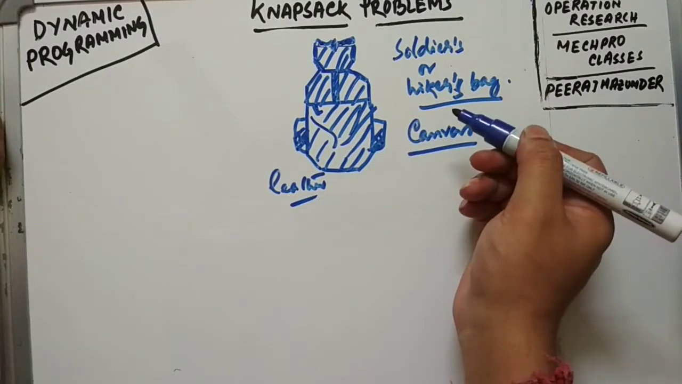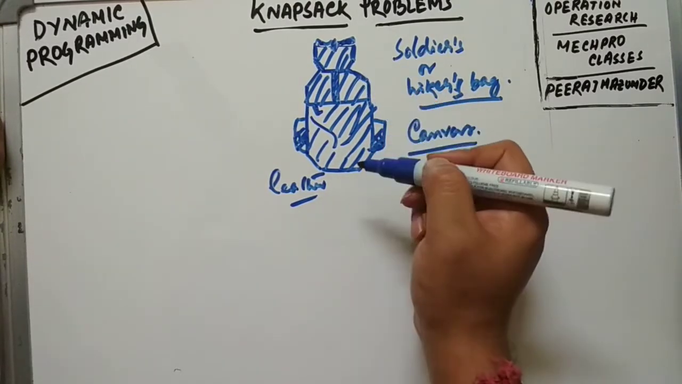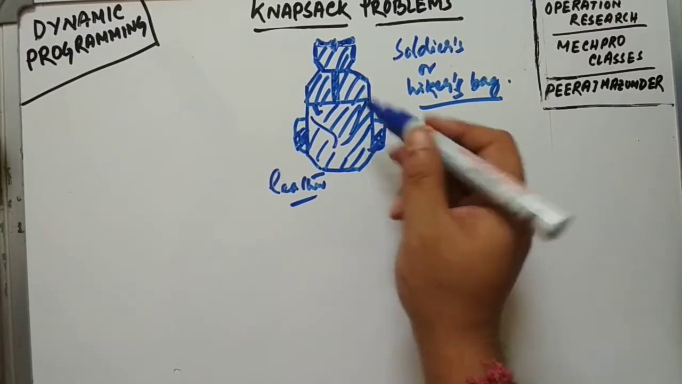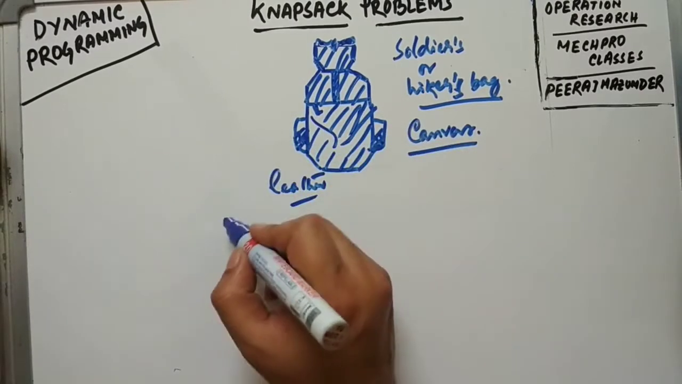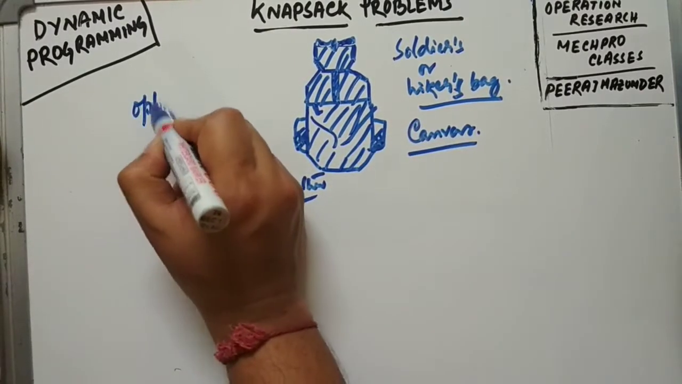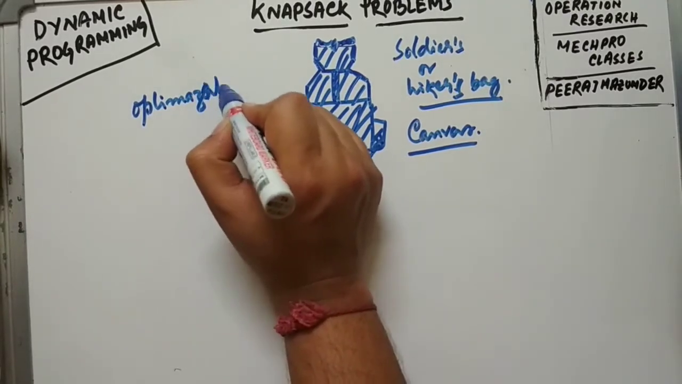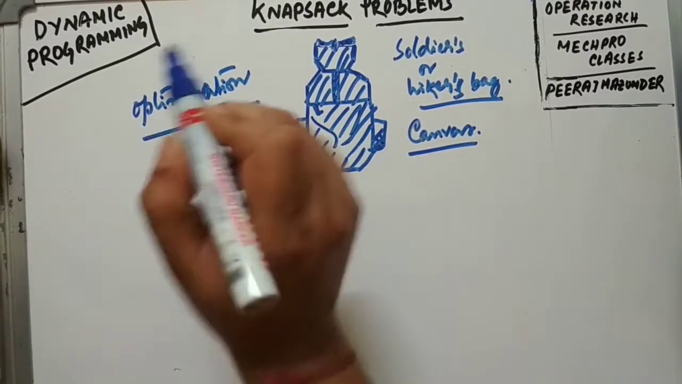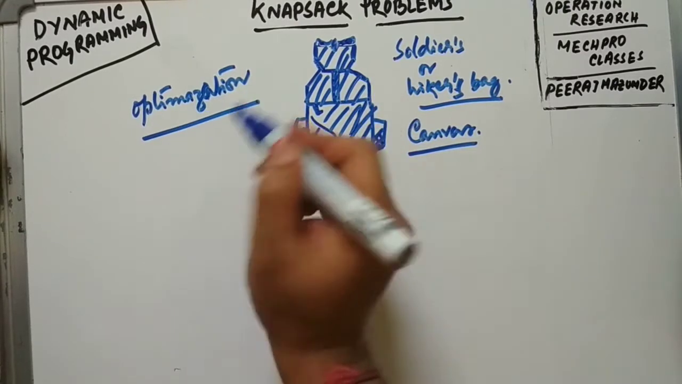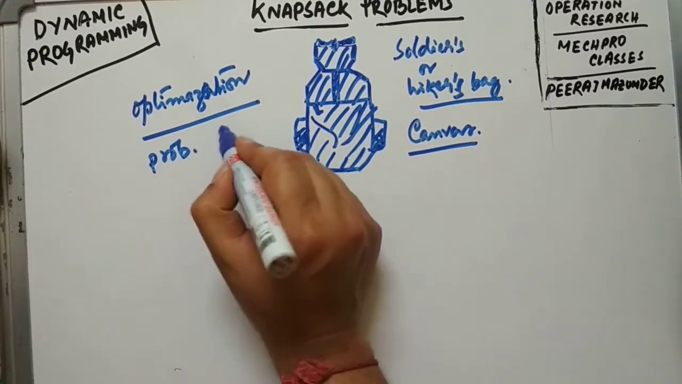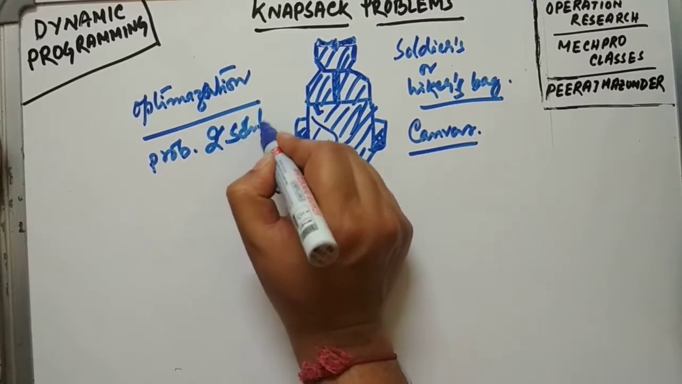Okay, now this particular knapsack problem, you can say this knapsack problem is an optimization problem as well. So we are dealing with optimization. This knapsack problem is an optimization problem used to illustrate both problem and solution as well.